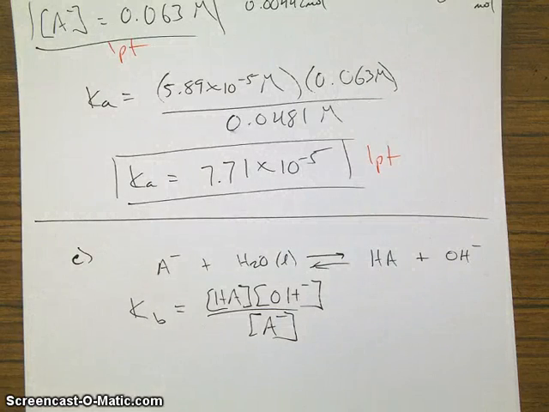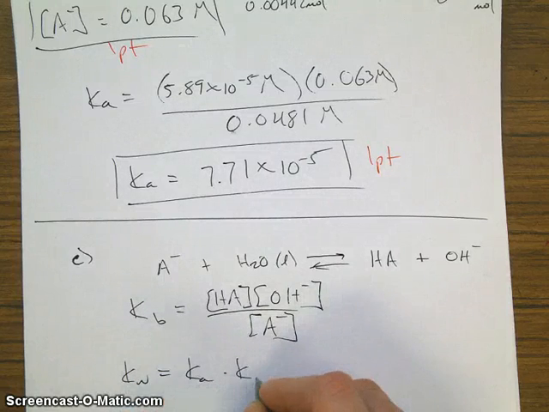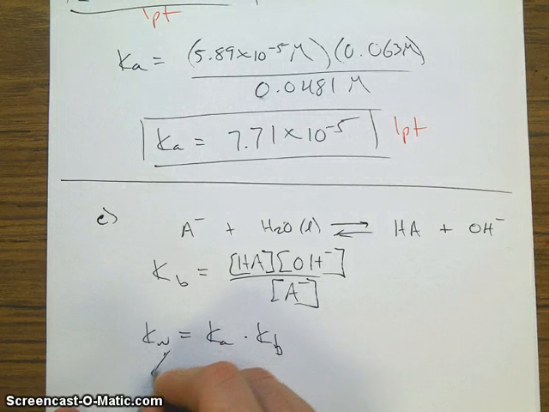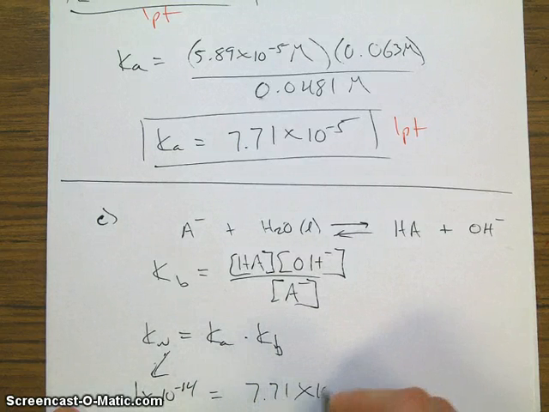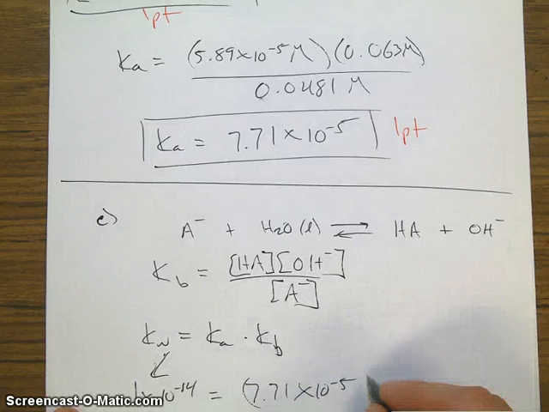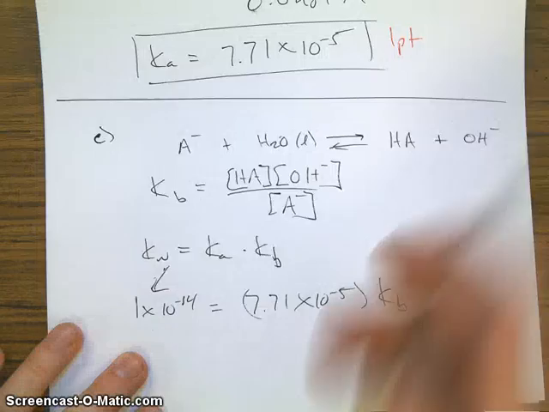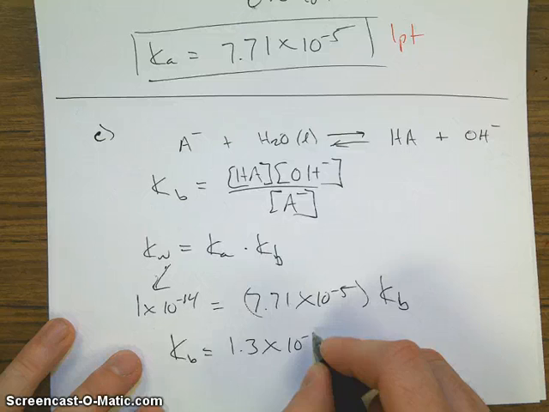Well, the cool thing is we already know Ka from up here. So Kw is equal to Ka times Kb, and Kw is a constant, which we should always know. It's on our formula sheet. It's 1 times 10 to the negative 14th. And then we know our Ka, which is 7.71 times 10 to the negative fifth. And then we're looking for Kb. So we just have to get Kb by itself. And Kb ends up being 1.3 times 10 to the negative 10.